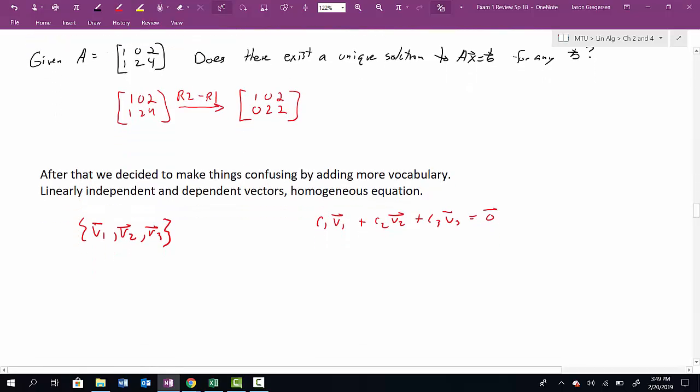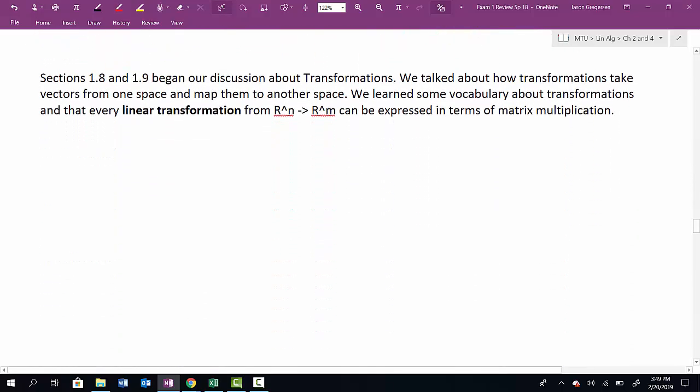All right. So after that, we got into the language of transformations in section 1.9. We talk about transformations, which take vectors from one space and map them to another space. We learned a bunch of vocabulary about transformations, and also the big idea that every linear transformation from Rn to Rm could be expressed in terms of matrix multiplication. So we had spaces, we had mappings from this space over to this space. X is our input, B is our output.